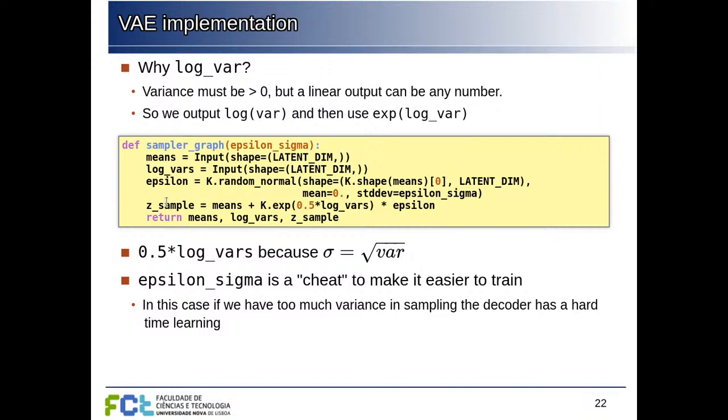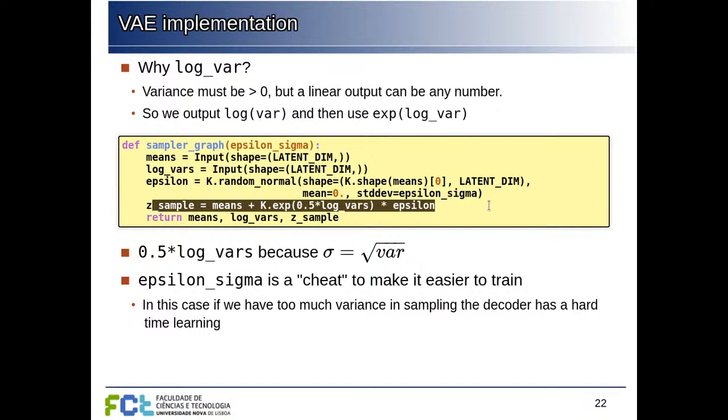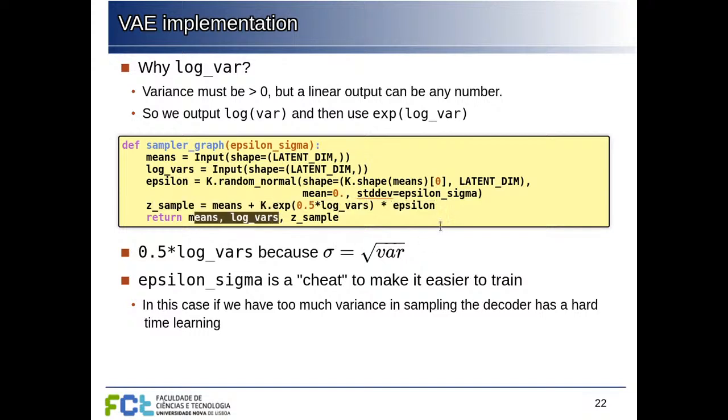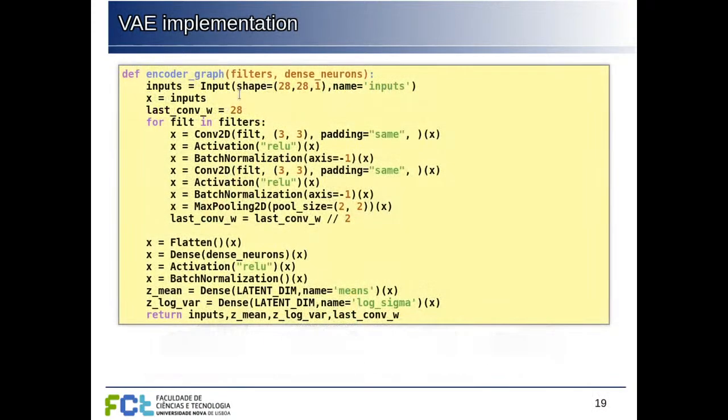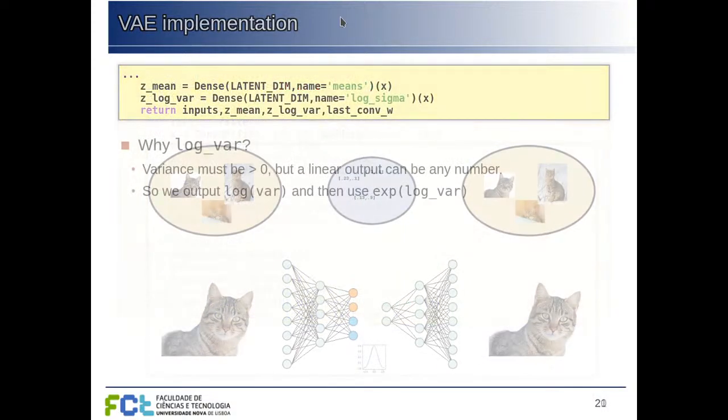So now from the sampler we are going to return the sample that we have here, and we can also return the means and the variances from there. We'll see how to put this together later on. But basically, we are returning the inputs and the outputs of this computational graph, and the same thing is happening here. When we create the encoder, we also return the input tensors and the output tensors for this graph, in addition to this measure of the width of the feature map.